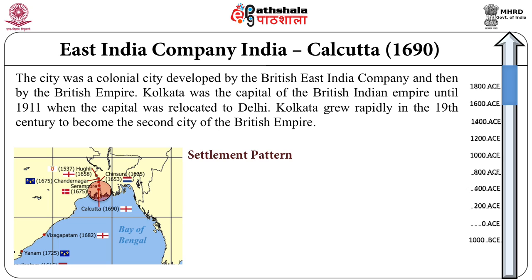Mumbai and Kolkata had a similarity in the sense that they were linear. Mumbai was along the sea, and Calcutta was along the river.